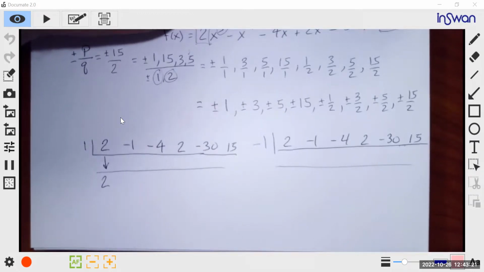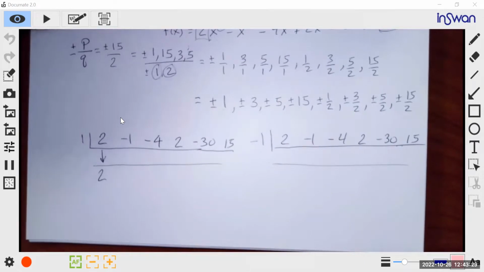We stalled as long as we could. Actually, this is our first question of the day. We're reviewing section 4 right now, using Descartes' rule of signs and the rational zero theorem.